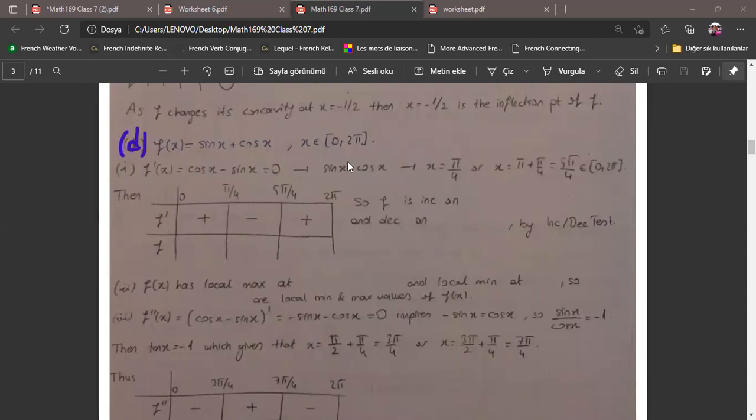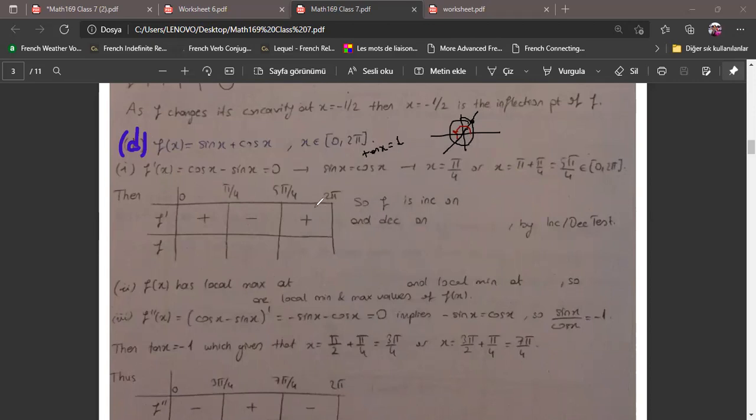So when we have this equality, when is it? Let's use this unit circle. In other words, when do we have this, right? You may ask yourself this too. So either it's pi over 4 or this part, right? So it's pi plus pi over 4, which is in here also. So they are both in the domain, so they are the critical points.